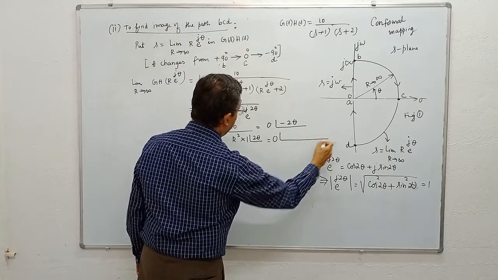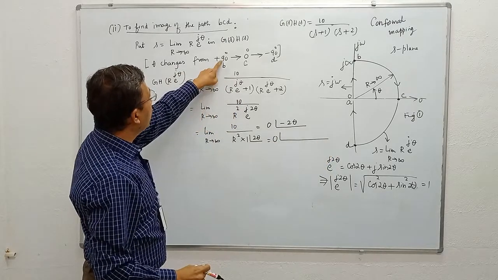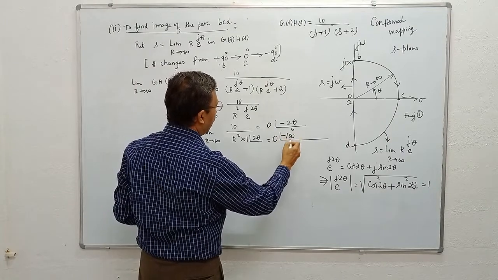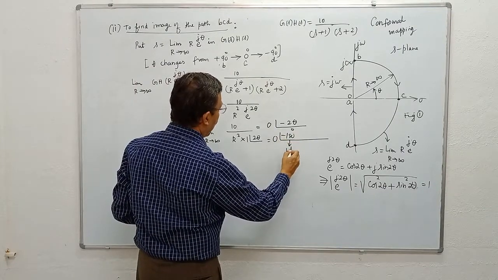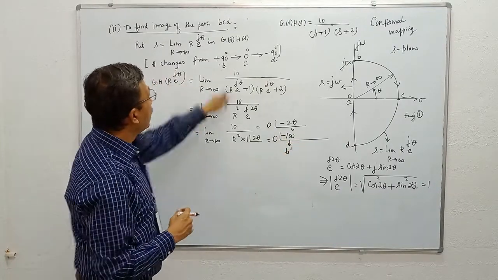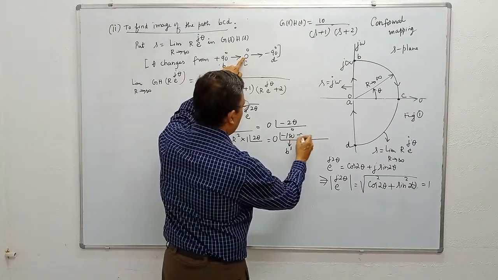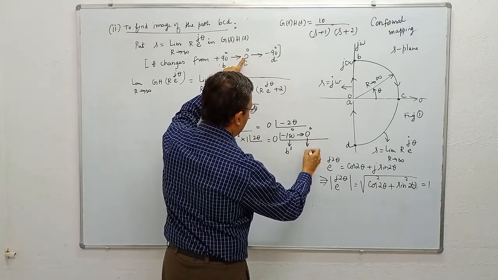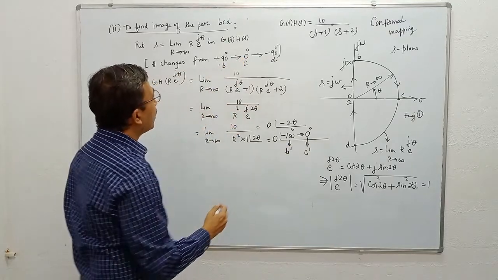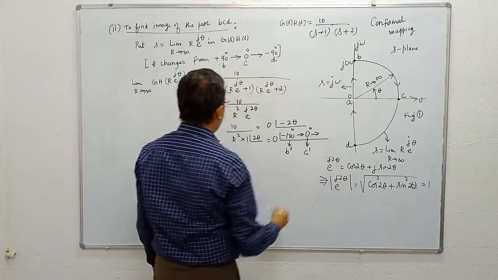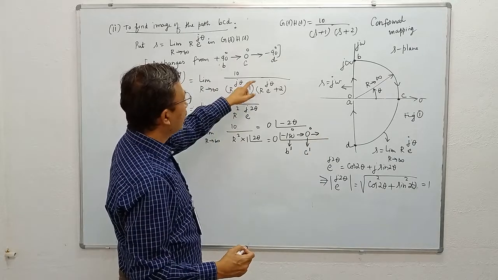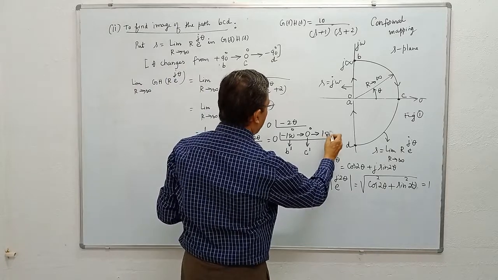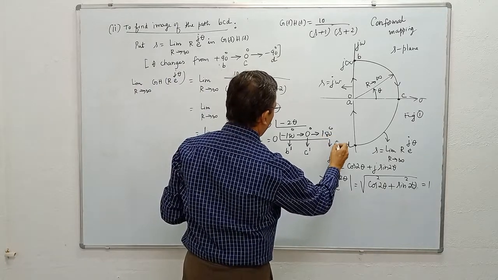Now substitute theta limits. At point B, theta is plus 90. If you put plus 90 here, you get minus 180 degrees. This is the image of point B, which is B dash. If you put theta equal to 0 in this expression, you get 0 degrees. This is the image of point C, which is C dash. At point D, theta is minus 90. If you put it here, you get plus 180 degrees. This is the image of point D.